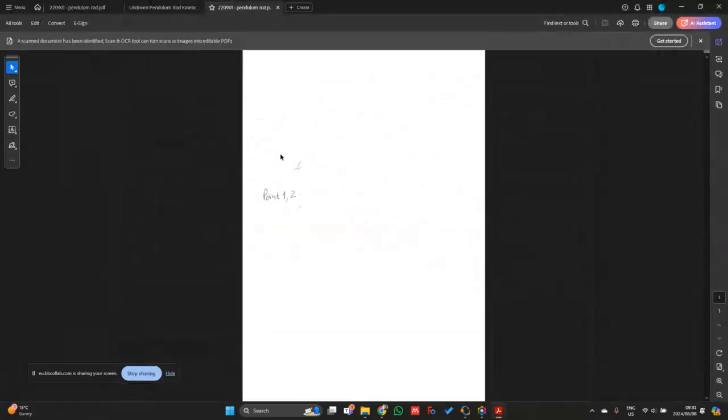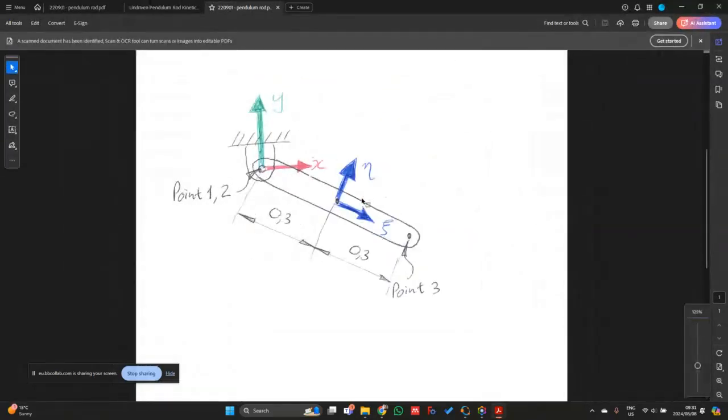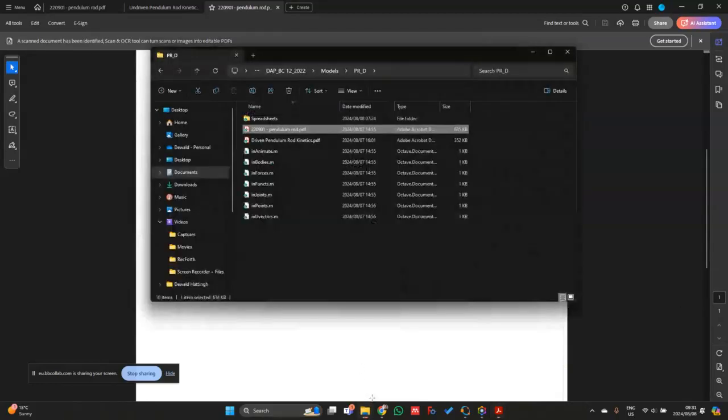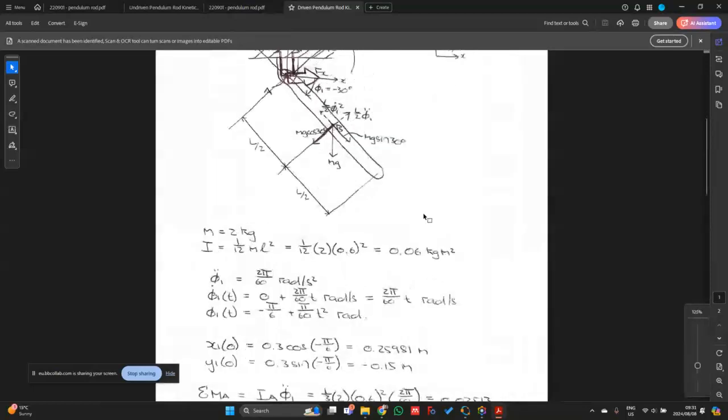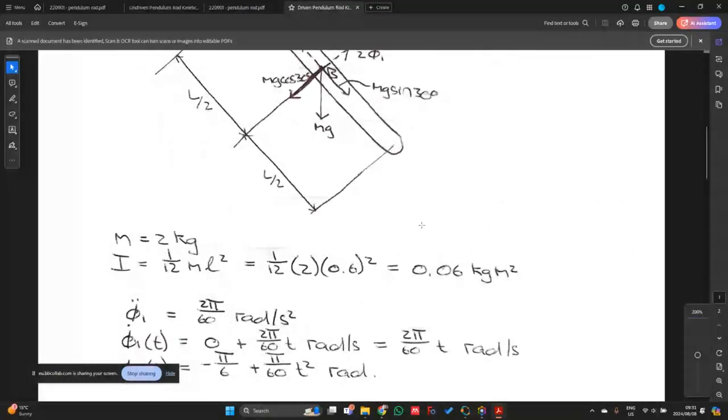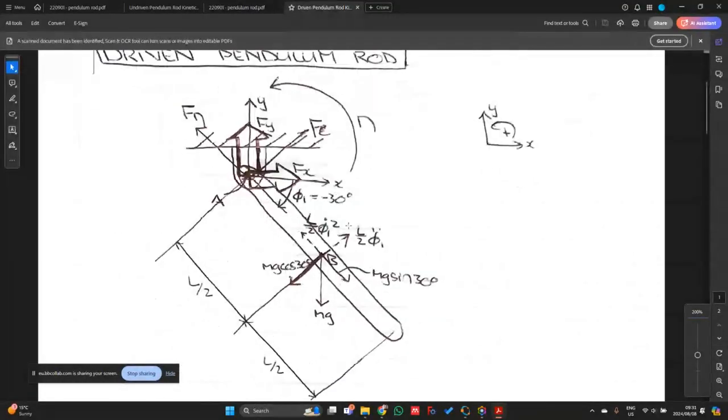And this one is then just called driven pendulum rod kinematics. I also have this pendulum rod over here, but you'll see it looks exactly the same as what we had for the undriven pendulum rod. So it's just a schematic that we're going to use for reference. So in our case, we're interested in the driven pendulum rod kinetics. So I'm just going to open this one. Okay, and this is now what our free body diagram is going to look like for the rod.